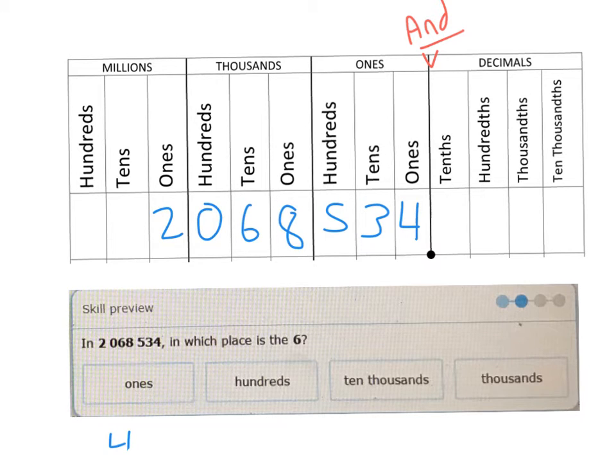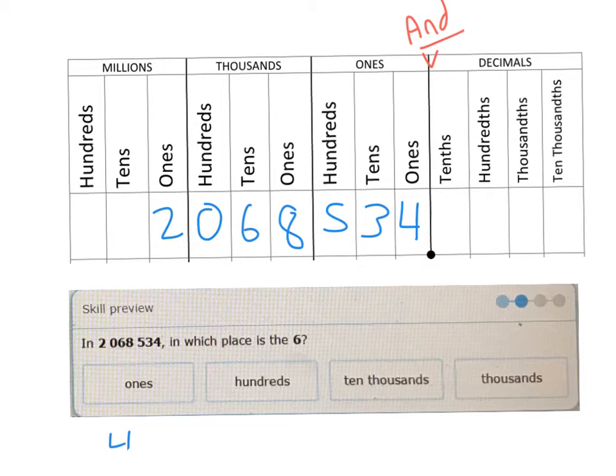So I'm going to go ahead and just show you how I'd read this for the future. 2 million. Then I look at the thousands period. 68,534 and. Ms. Cooper, don't we say ones? No, you don't have to say that name. We just have to indicate this 2 is saying we have 2 millions. 68, we have 68,000s. And then in the ones, we have 534 and.